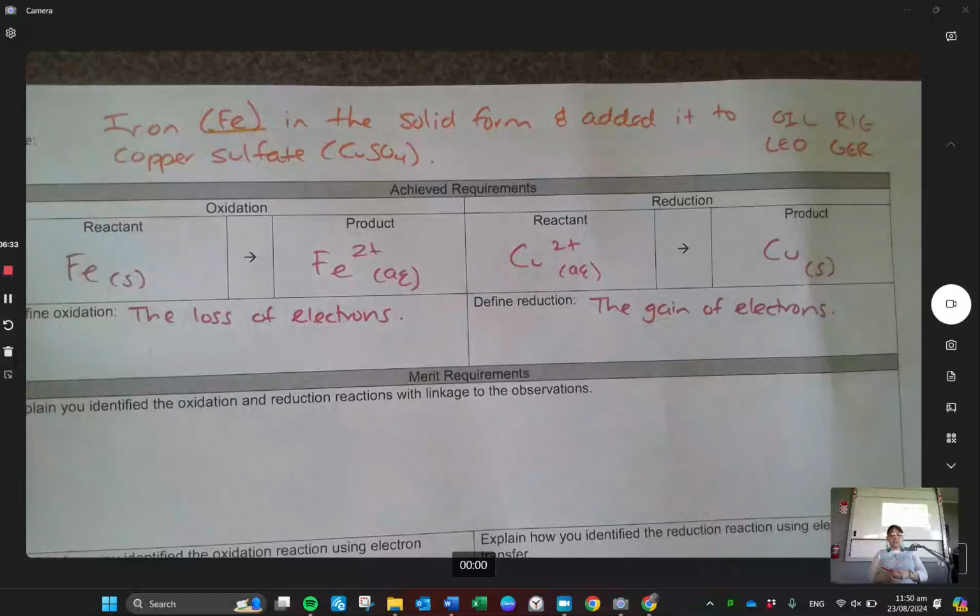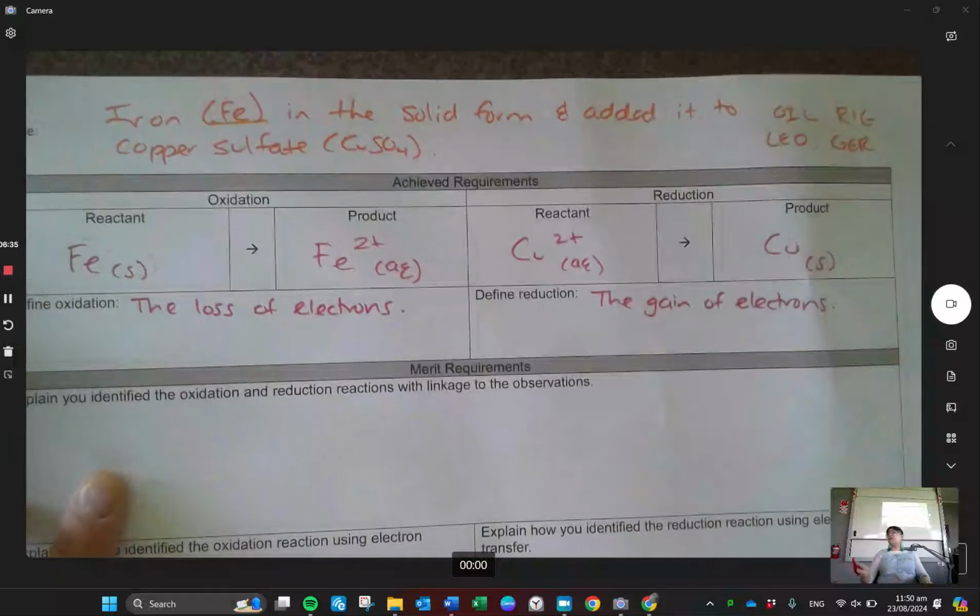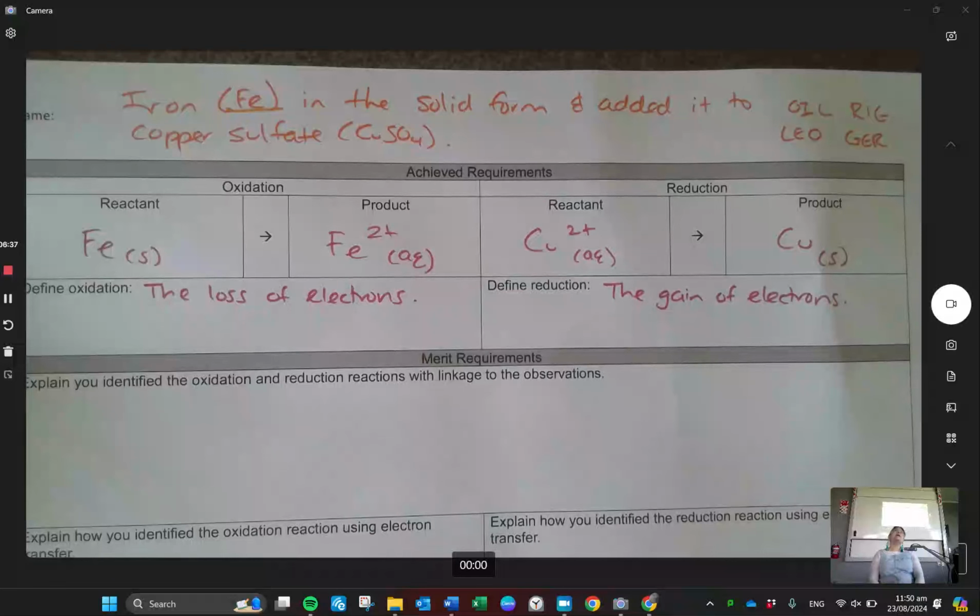So, good news. This is all you need for the achieved. 3 credits in the bag. You guys are going to love this. In fact, the merit and the excellence is also not too bad. And in fact, the excellence is kind of like a walk in the park. You guys are just going to love this standard. It is ridiculous how easy it is.